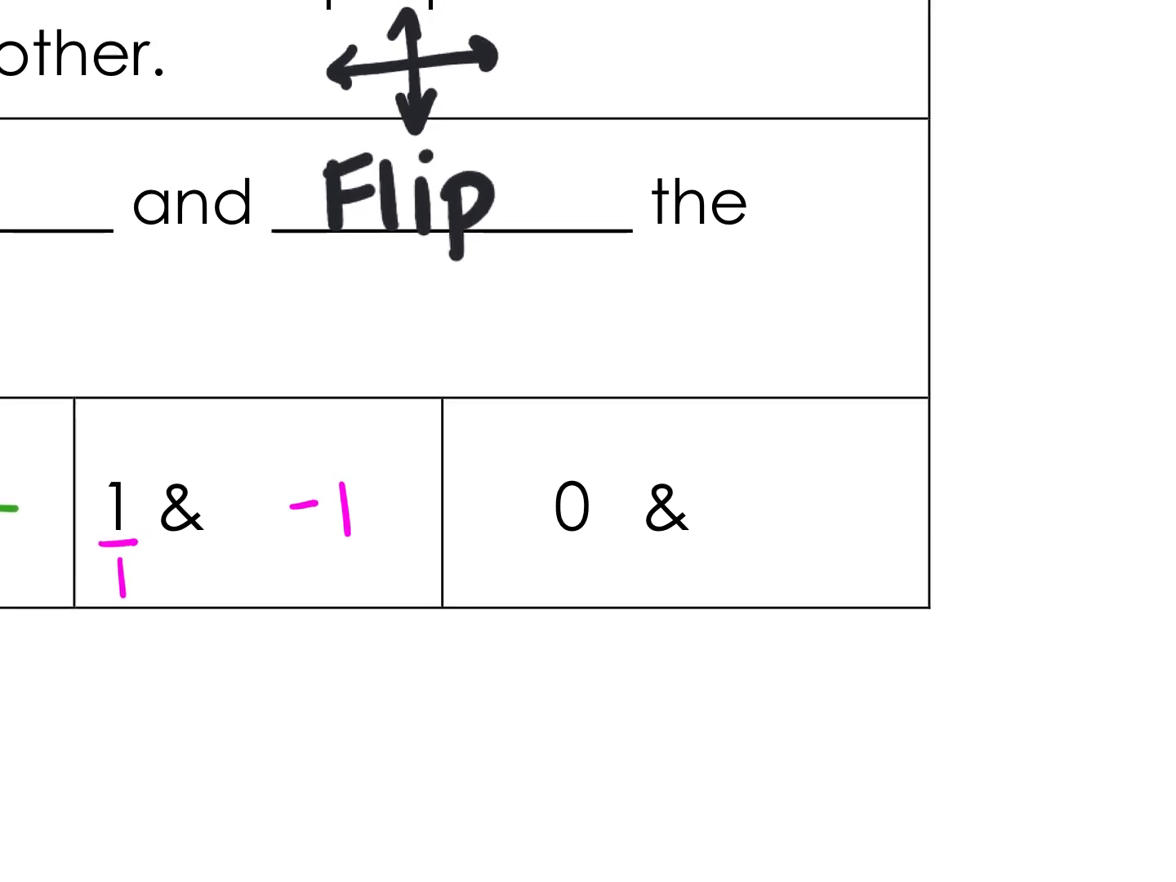0, a slope of 0 is a completely horizontal line. So it's going to be perpendicular to a completely vertical line, which has an undefined slope. Or you can think about it as this is 0 over 1. So a completely perpendicular slope would be 1 over 0, which we can just write as undefined.